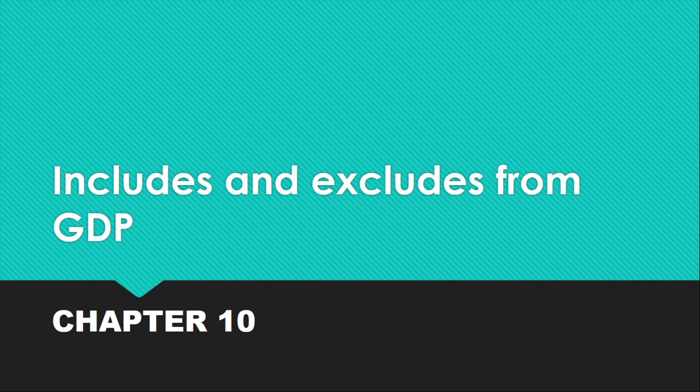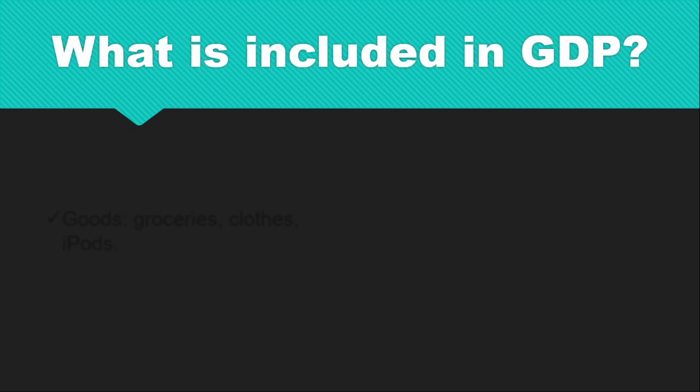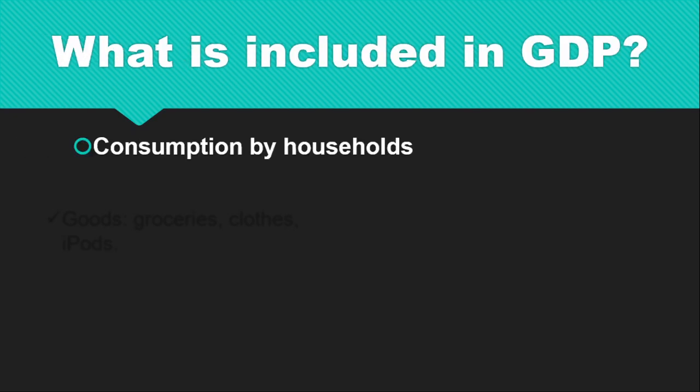Today we are going to look at the includes as well as the excludes from GDP. Remember, we are still in chapter 10, which is on the measuring of the activities of the economy. Right, so let's look at what is included in GDP.